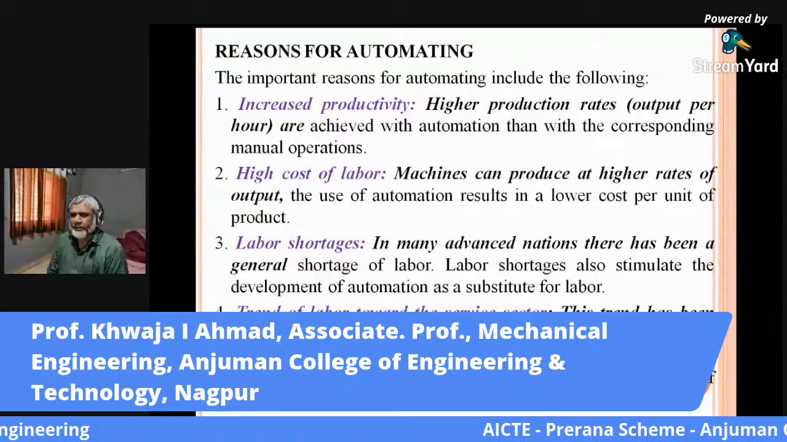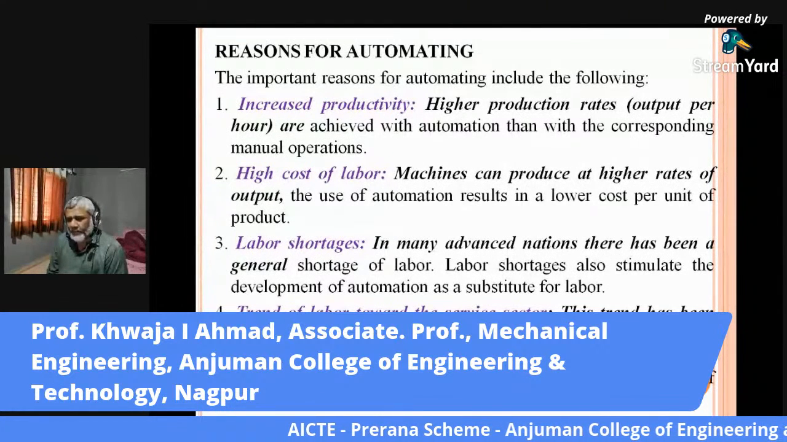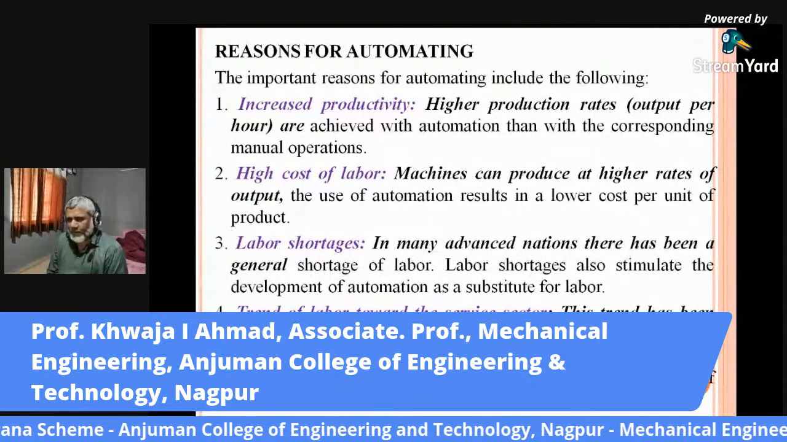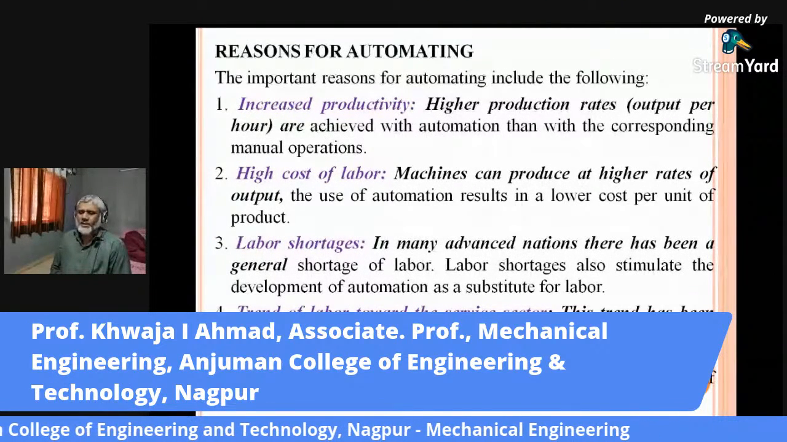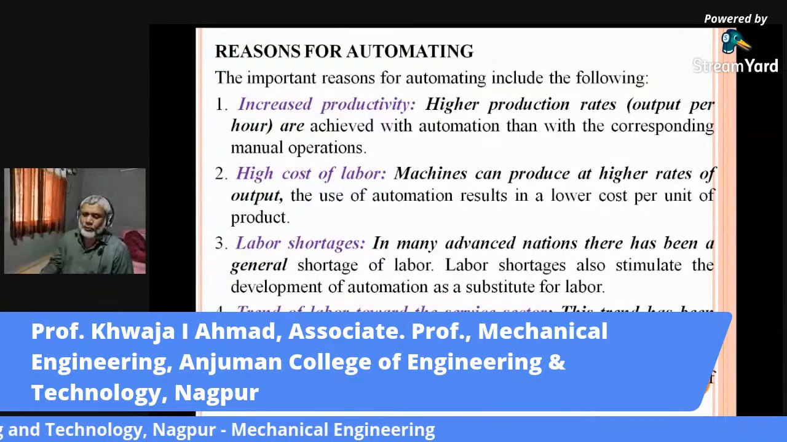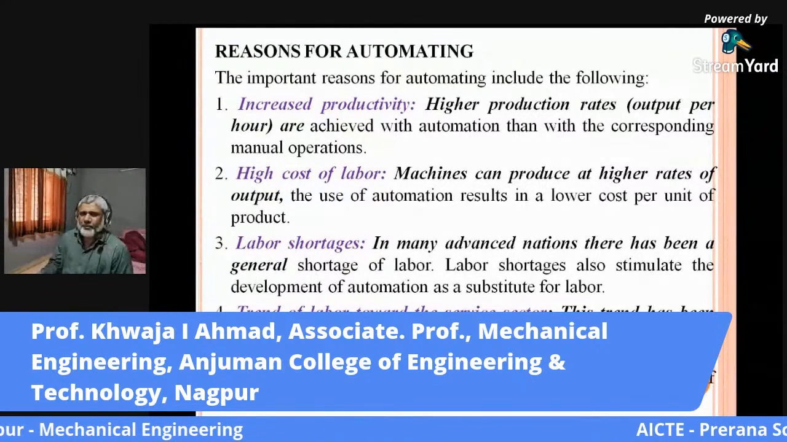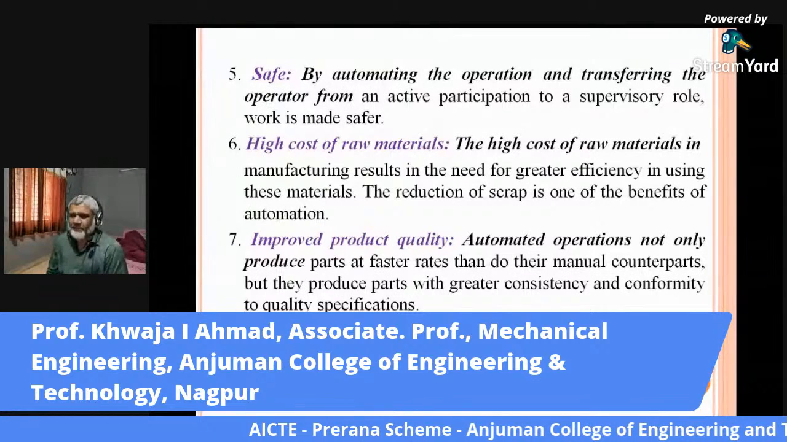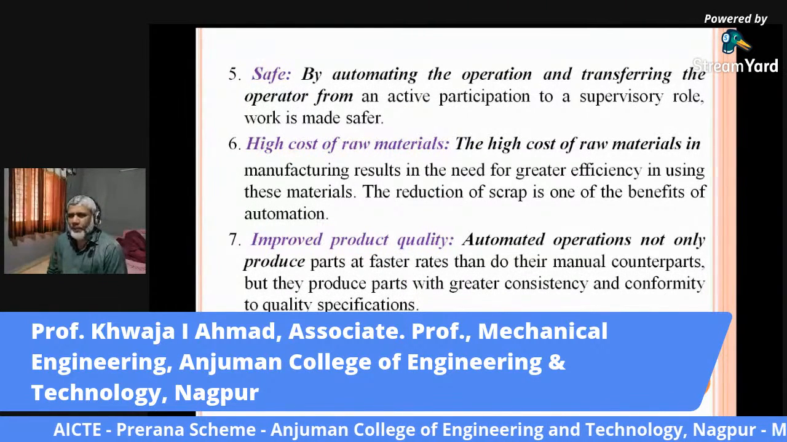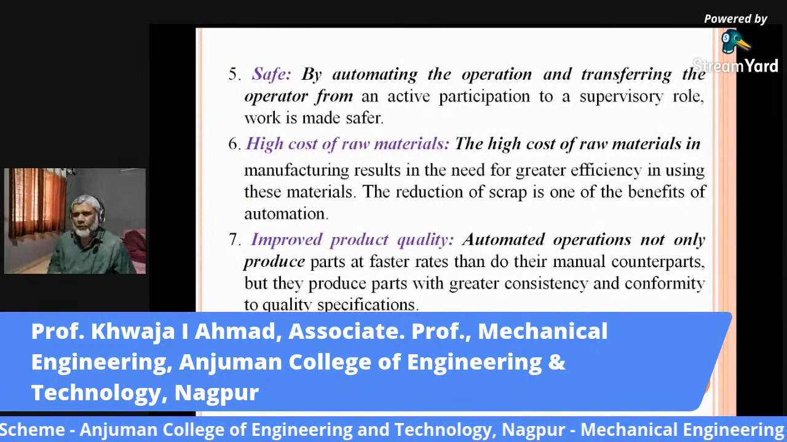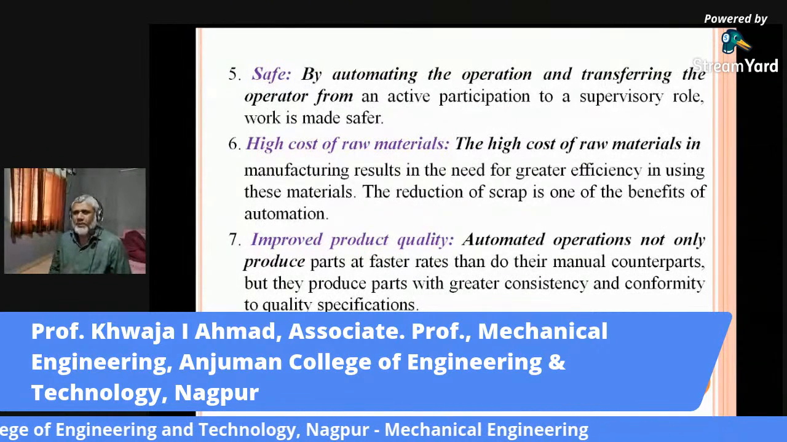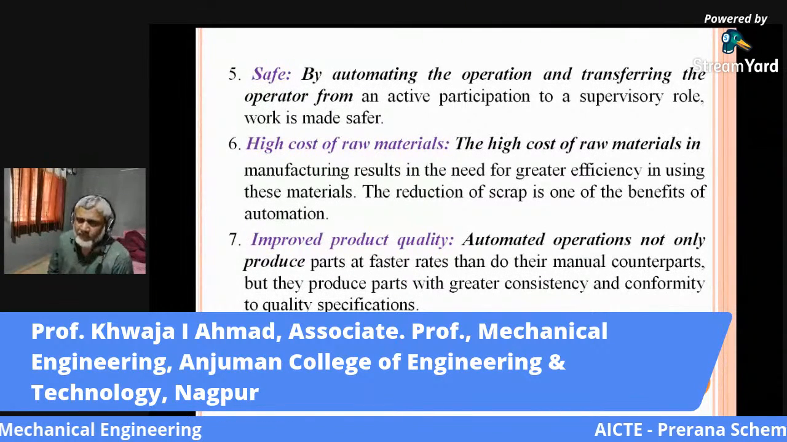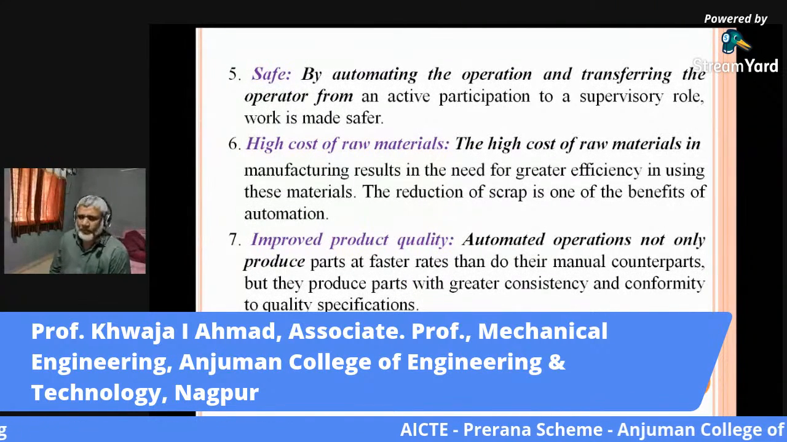And third point is labor shortage. Labor shortage is also a reason for automating a process. Why? Because the laborers are moving towards the service sector. They are not going towards the manufacturing sector. Fifth point or fifth reason for automating any particular process is safety. Automating the operation and transferring the operator from an active participant to a supervisory role keeps him in a safe condition. That's why one reason for automating is safety of a worker.